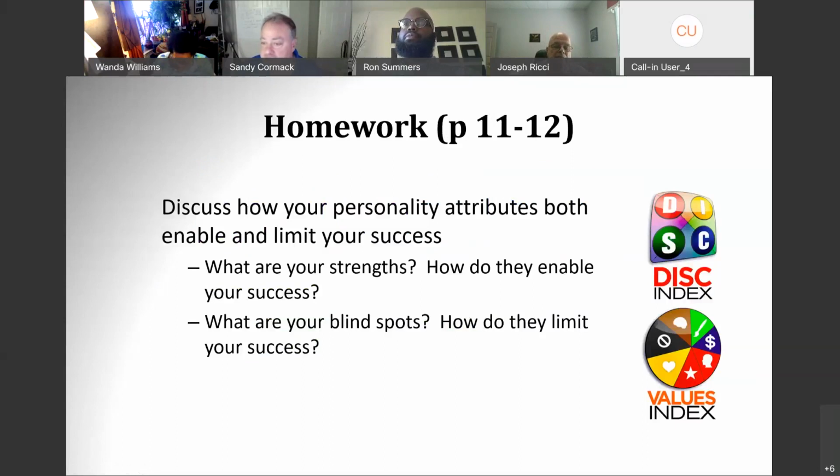It's on page 11 and 12 of your student manual. There were two activities, one for the DISC and one for the values. The activities were designed for you to go into your profile and examine your strengths and blind spots as it relates to your unique results, and then relate those to what you do at work, and relate them to your success. So the questions revolved around, what are your strengths and how do they enable your success? And what are your blind spots and how do they limit your success?